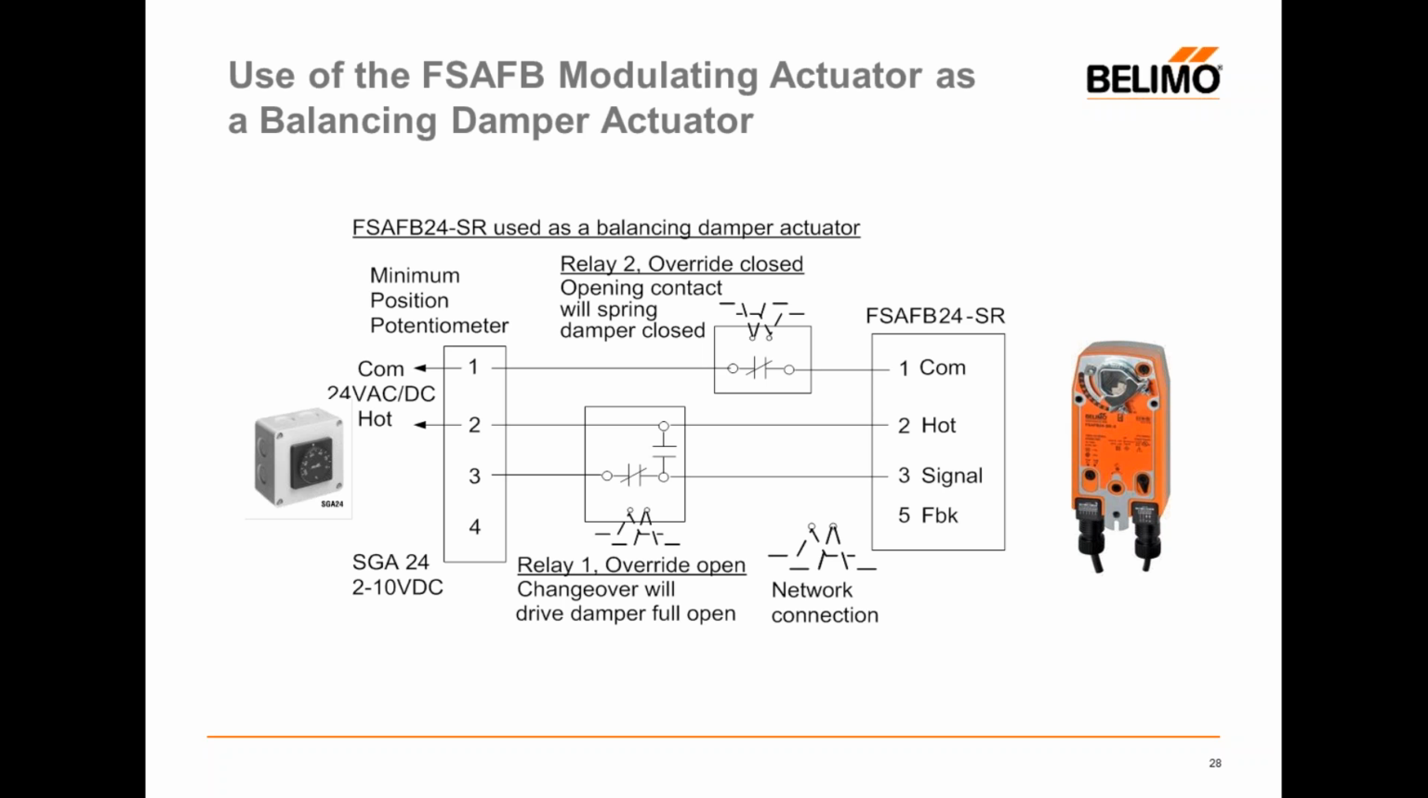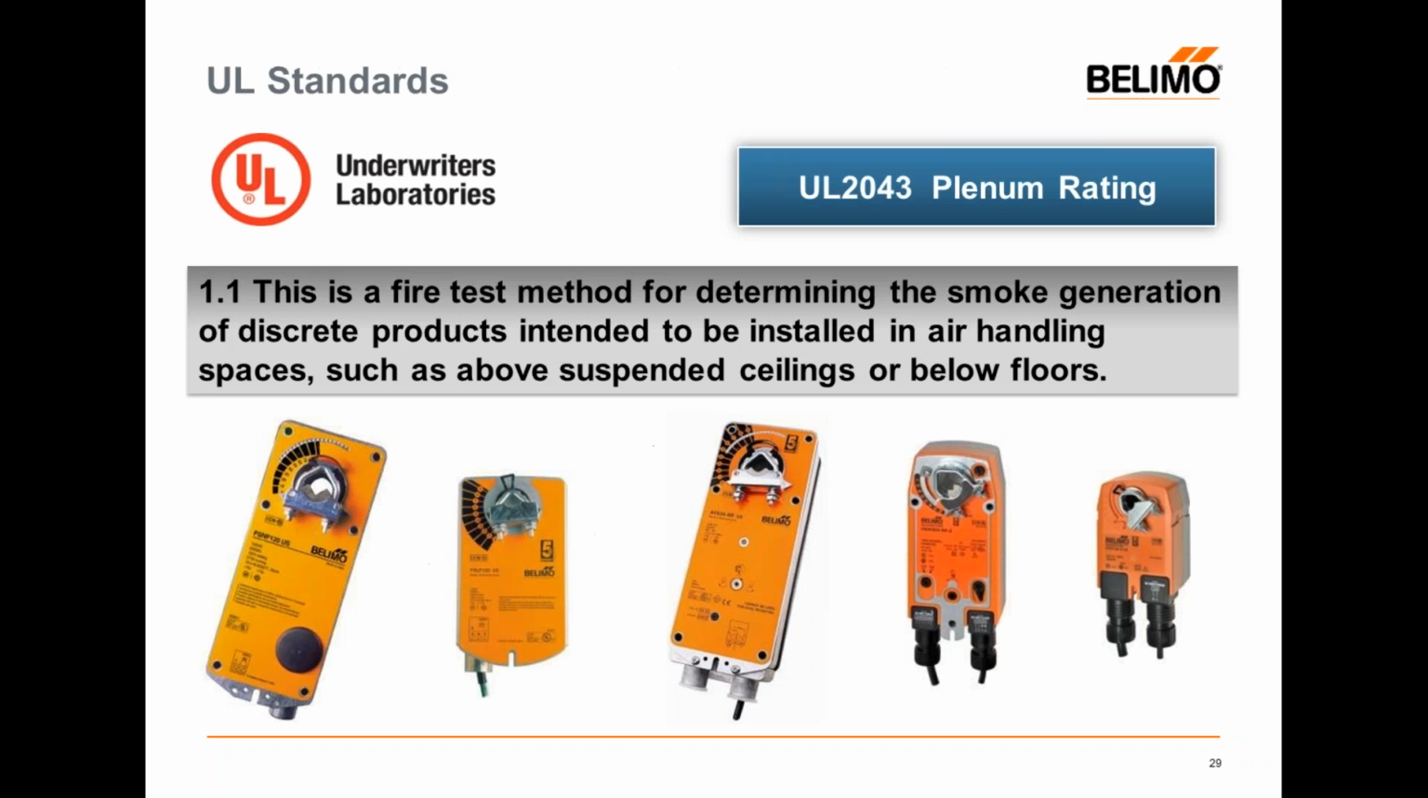But in this condition, if we have a need to override that actuator open, what we use here is a double pole, double throw relay. We run our signal wire through a normally closed set of contacts, and then we connect the signal wire to a normally open set of contacts connected to the 24 volt hot. If in fact we need to override this damper open, we fire that relay's coil, we break the normally closed contacts that provide the modulating signal to the actuator, and we simply send 24 volts to the 3 wire or the signal wire, driving that damper 100% open.